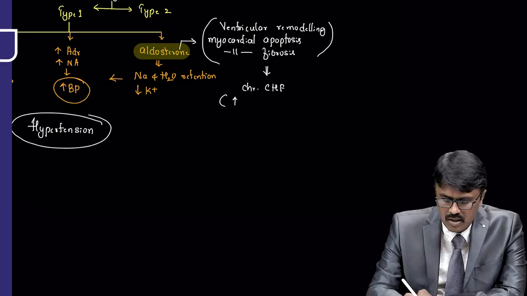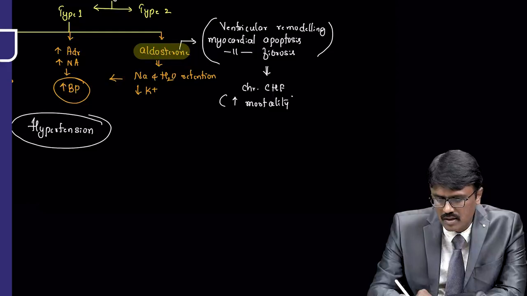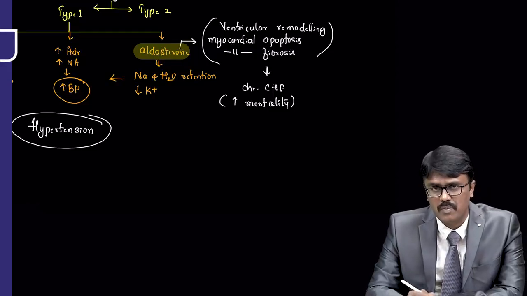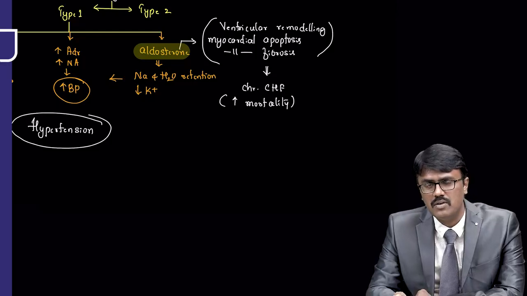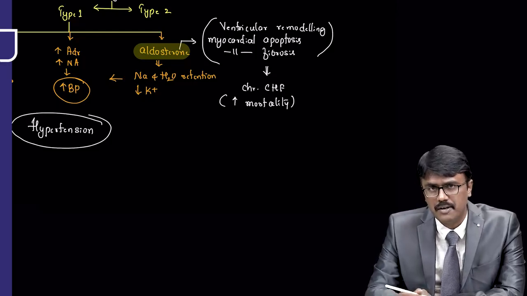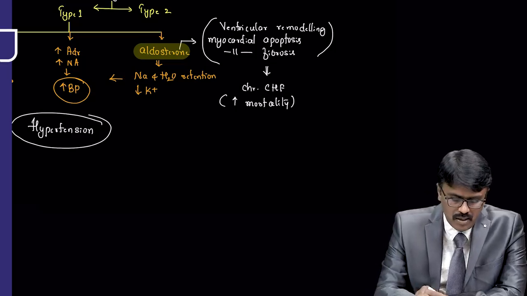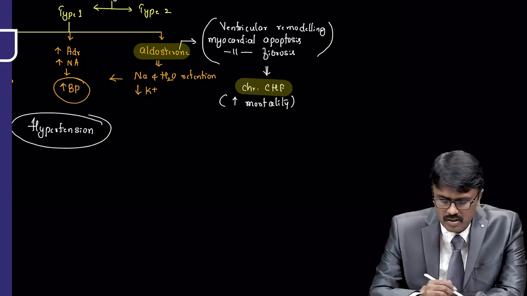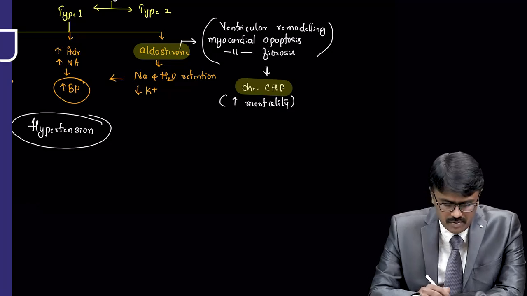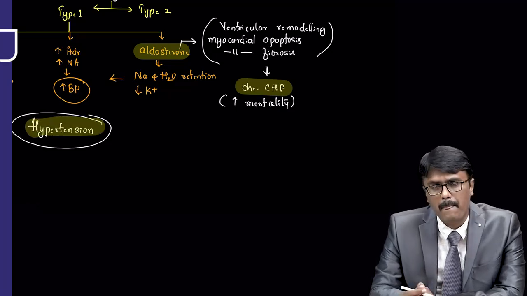Now what happens if you don't decrease the aldosterone activity? That will increase the mortality in a patient with CHF. So the heart will die, it will not pump properly. Either the patient has to receive a new heart or the patient will die. So two important conditions why this pathway is important: number 1, to manage chronic CHF, and number 2, to manage hypertension.